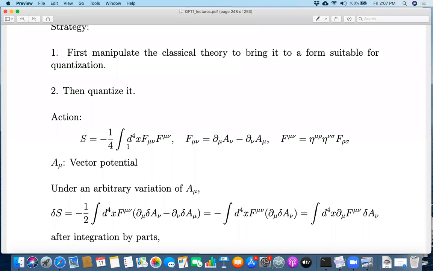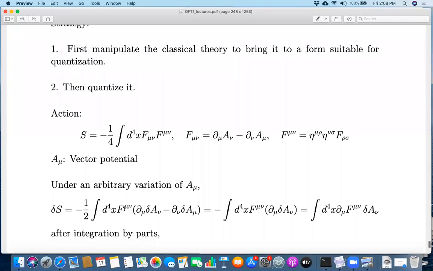So you take an arbitrary variation of the basic fields, which is A mu. There is a minus 1/4 here, but the variation of these two F mu nus gives the same answer because it's perfectly symmetric in them. So I'll vary only one of them and make it into a half. So you get integral d4x F mu nu times del mu delta A nu minus del nu delta A mu. Now you notice that because this is antisymmetric under mu nu exchange, these two terms give the same result, because the second term is just the first term with mu nu exchanged and a minus sign. So the second term will give the same result as the first because F mu nu is automatically antisymmetric under mu nu exchange. That takes care of the other factor also.